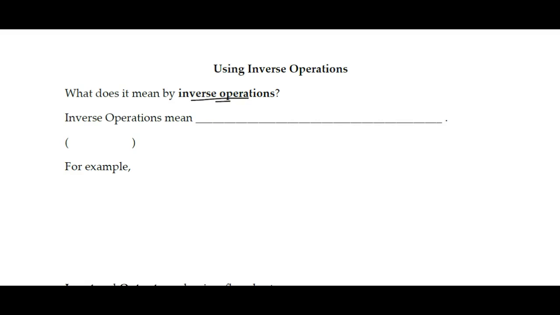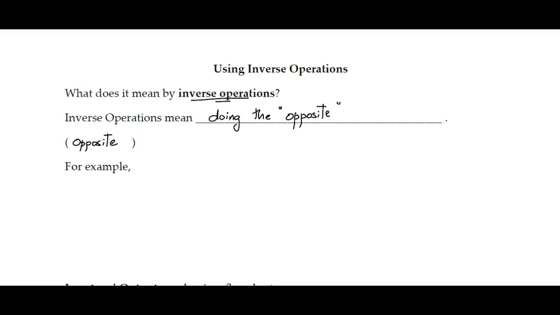Inverse operations mean doing the opposite. Or in simple terms, inverse operations just stands for doing the opposite. So we can even call that opposite operations, but the mathematical terminology we prefer to use is called inverse operations. So let's have a look at some examples.